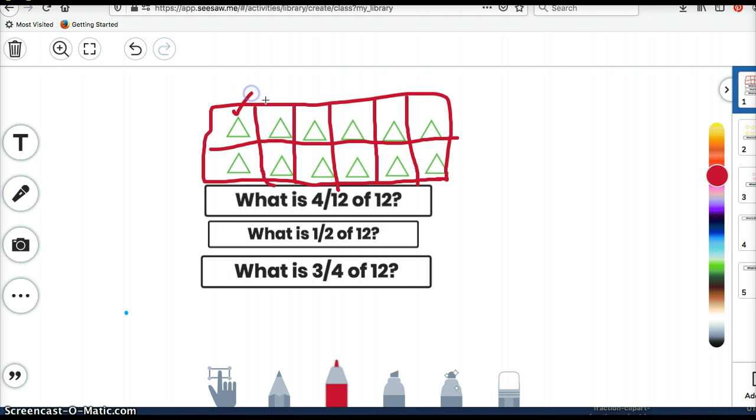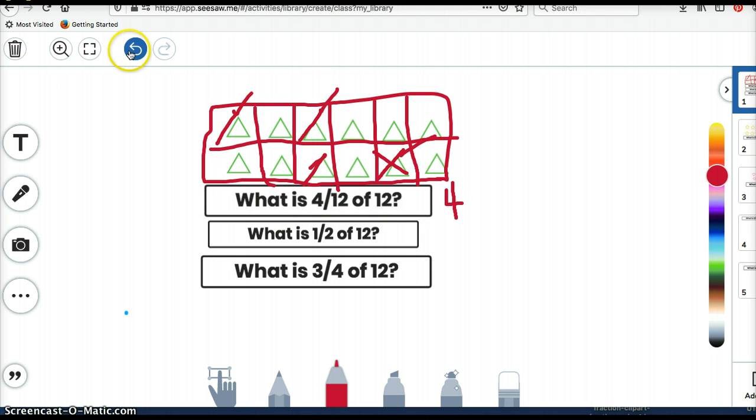So we want 1, 2, 3, 4. So now we have 4 of the 12. So how much is that? How many triangles is that? That's 1, 2, 3, 4. So 4/12 of 12 is 4 wholes. 4 whole triangles out of 12 triangles. That's what 4/12 of 12 is.